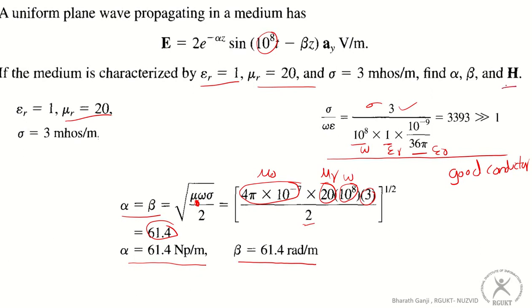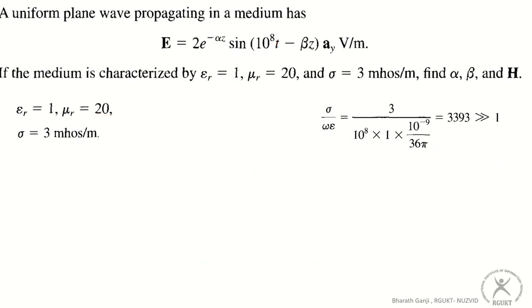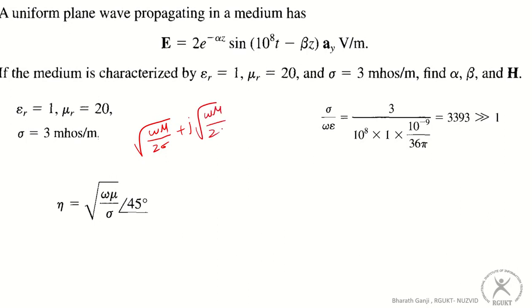Now it is time to calculate the magnetic field. Magnetic field can be calculated from intrinsic impedance, but first of all, to calculate it, we need to convert our electric field into phasor form. But what is the value of intrinsic impedance eta? Intrinsic impedance eta for a good conductor is simply, this is the formula which I gave you, square root of omega mu by 2 sigma plus j times square root of omega mu by 2 sigma. This is intrinsic impedance, or the same thing can be written as square root of omega mu by sigma at an angle of 45 degrees.